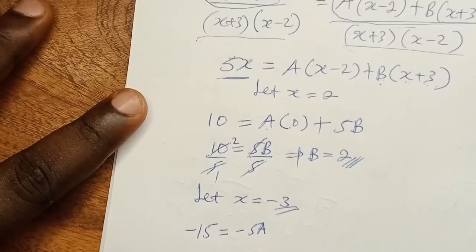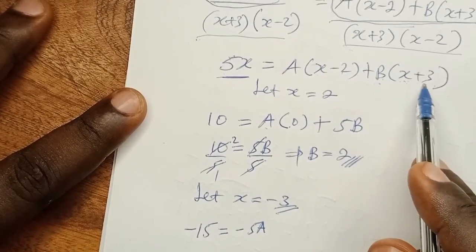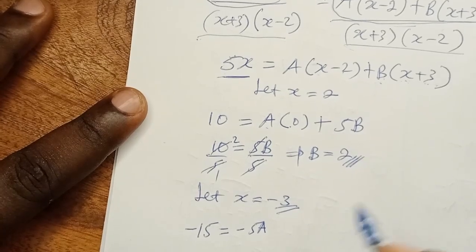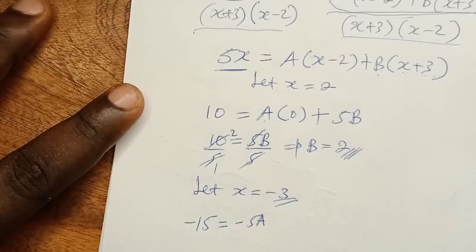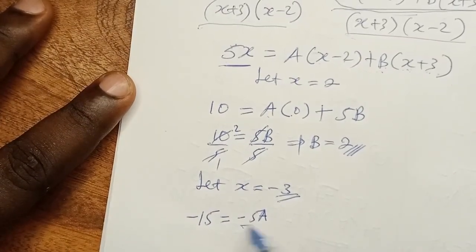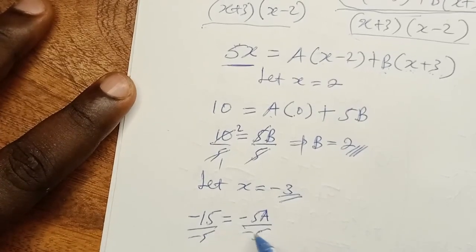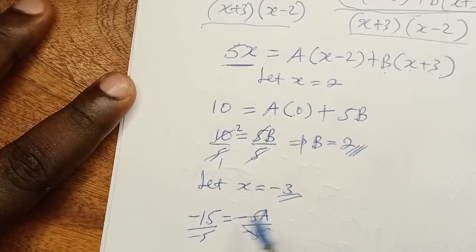Minus 5 times a is minus 5a. So if we put here minus 3 plus 3 will give us 0. 0 times b will be 0. So everything will remain like that. So to get the value of a, we need to divide both sides by minus 5, where this minus 5 will take off this minus 5.